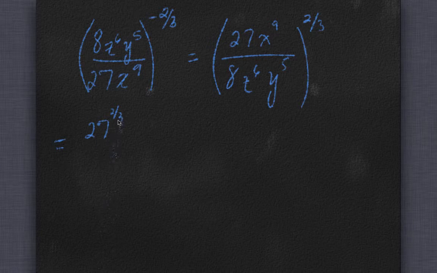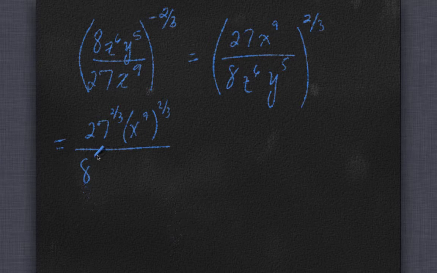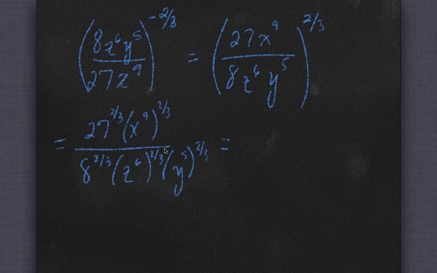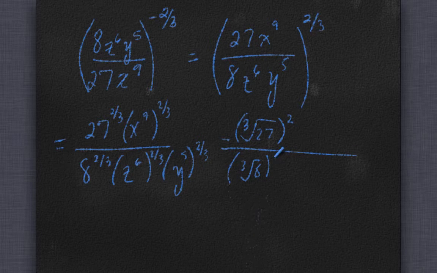27 to the 2/3, x to the 9th to the 2/3, 8 to the 2/3, z to the 6th to the 2/3, y to the 5th to the 2/3. Okay, so you could deal with these numbers the exact same way that we're going to deal with these letters, but you don't necessarily have to. So I could say cube root 27 squared. Cube root of 8 squared.